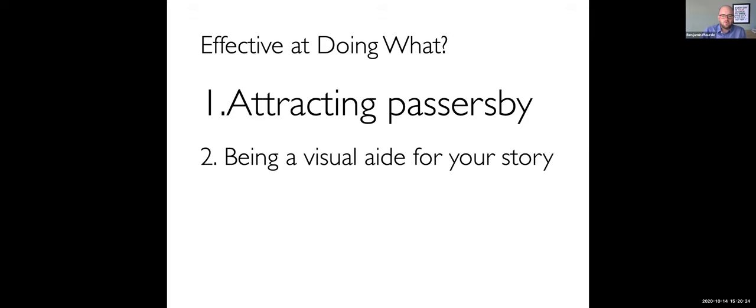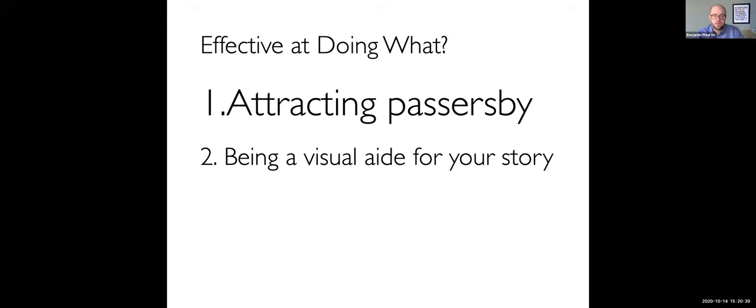Second most important, once you've brought in those passersby, is your poster an effective visual aid for your story? It is not there to tell your story for you. It's there to be an aid for you. So I can point to this, point to that, and guide your audience through it. It's backup for you in telling this story.